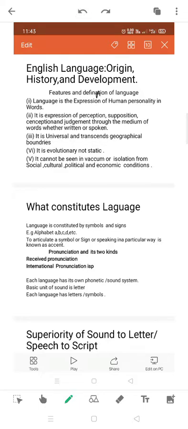The second feature is it is evolutionary and it is not static. You might have learned that evolution is a process through which one attains development and perfection. And static stands for stagnant, or something which is stationary, which cannot move. But the concern here is that language is always evolutionary. It keeps on changing, it keeps on improving, it is dynamic, it is not static.